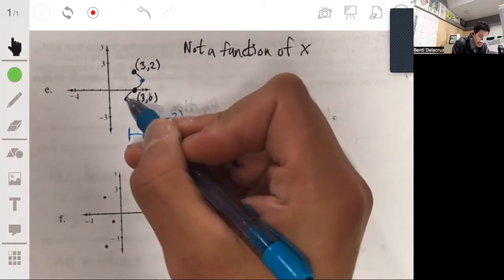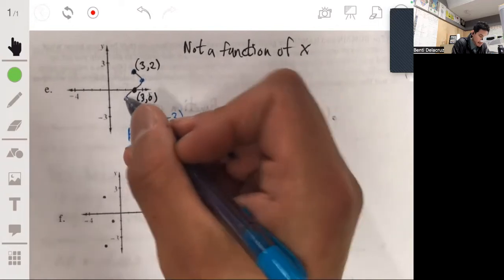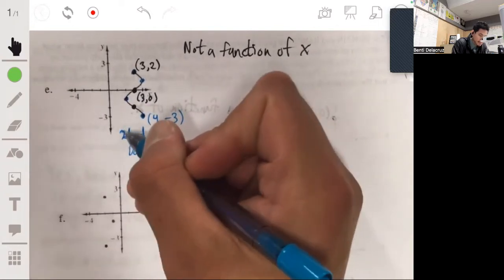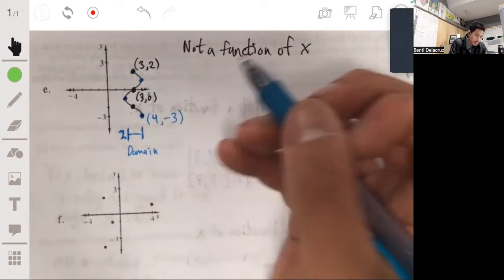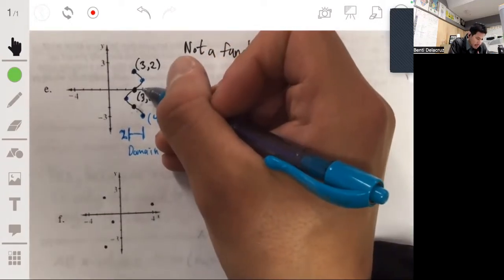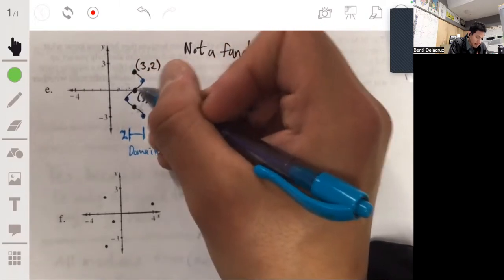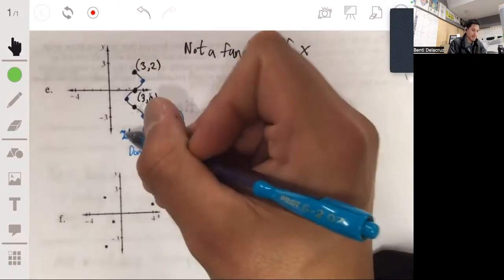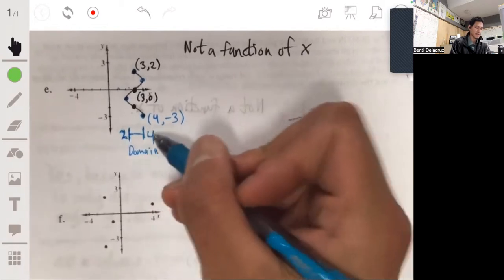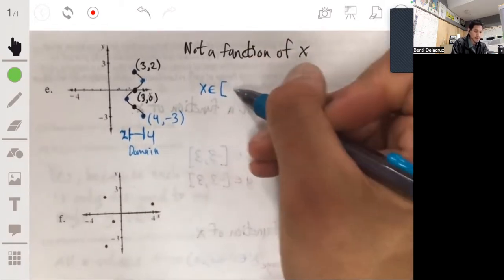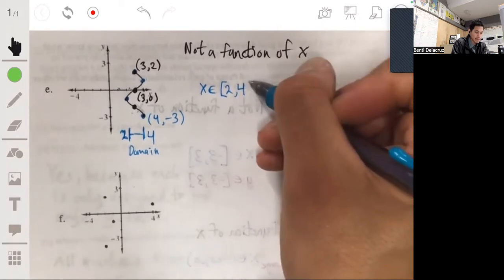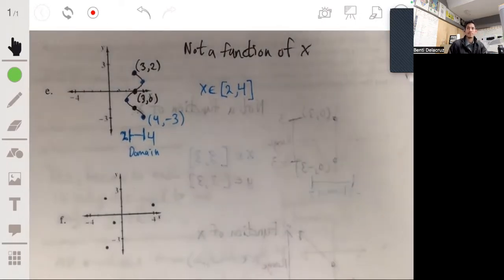So this point has an x value of 2. The domain goes from 2, and the farthest point to the right looks like that would be 4. 1, 2, 3, 4. So the domain would be the values from 2 to 4. So the interval 2 to 4, and we include 2 and 4, so we put a bracket around both 2 and 4.